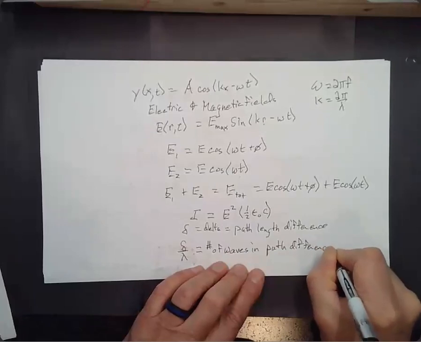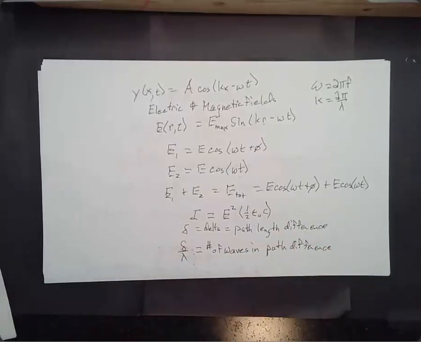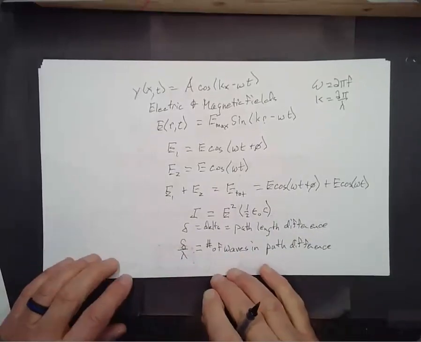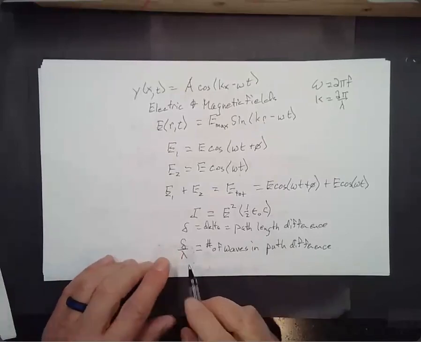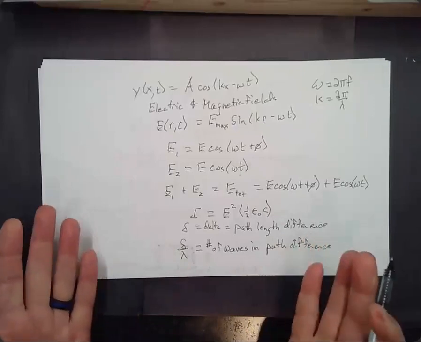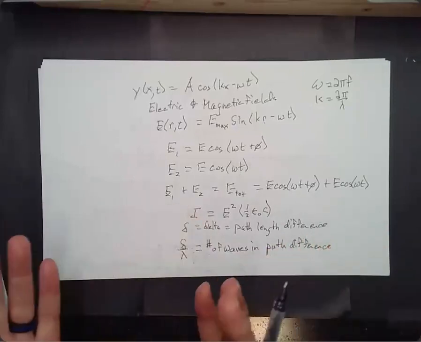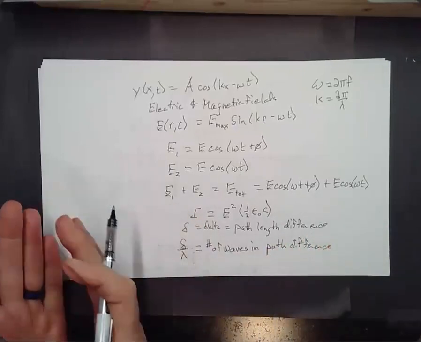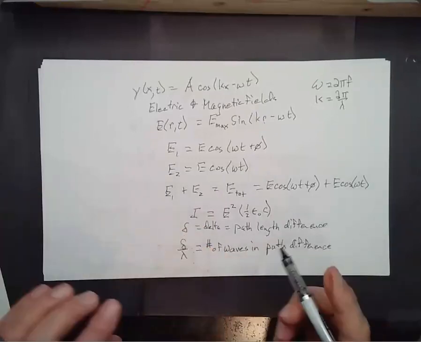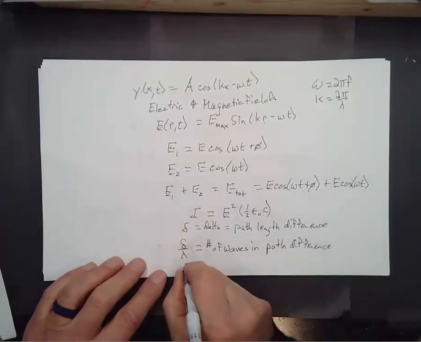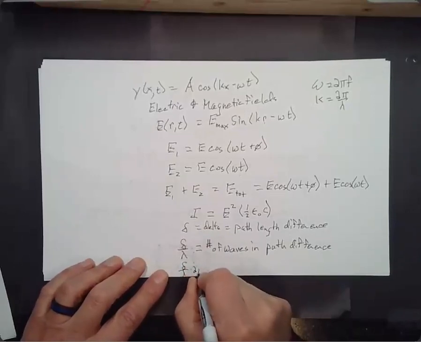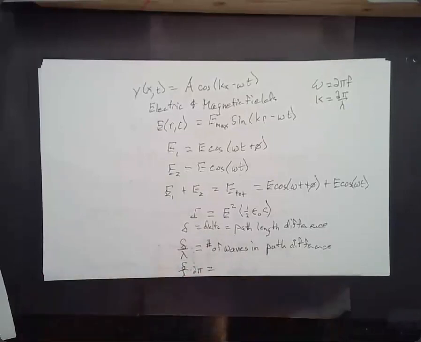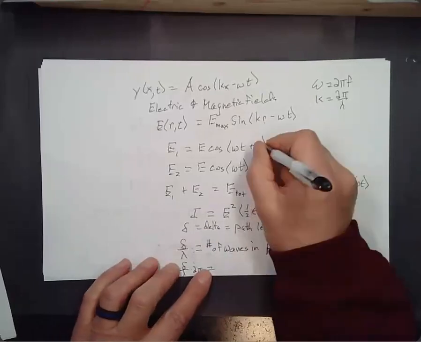And this is all really abstract so far. That's okay. A lot of this is going to be abstract. And if I multiply that by 2 pi, for every wave of path difference, the phase difference will end up being 2 pi. And so delta divided by lambda times 2 pi is the phase difference. And that's what this is.